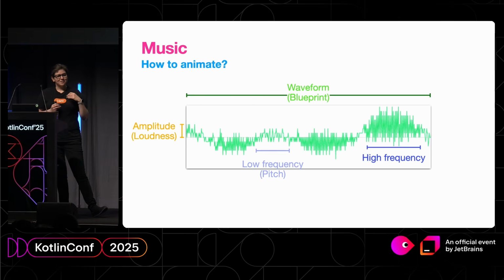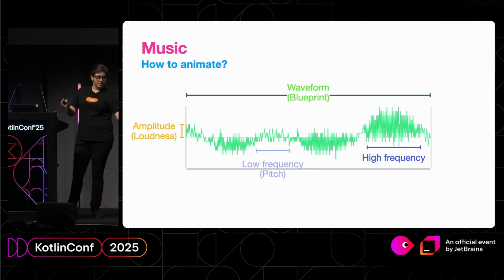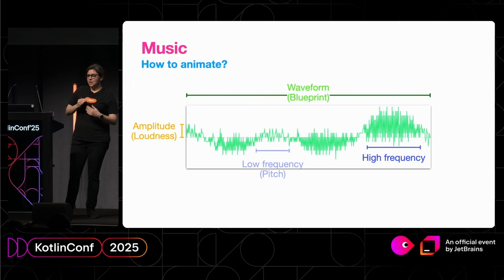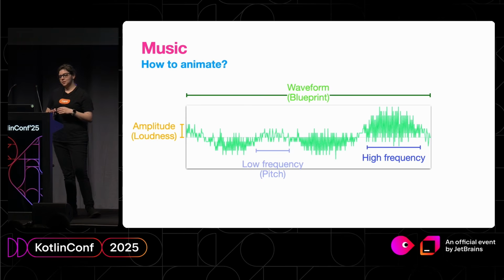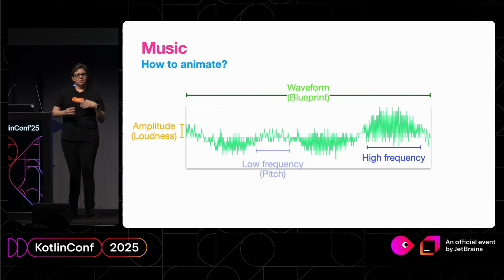The only thing you need to remember is that waveform is kind of like the blueprint of the whole audio. Amplitude is kind of like the loudness of the sound. And frequency, which, by the way, can be low or high, is going to determine the pitch, which is tied to the notes that the sound is playing.